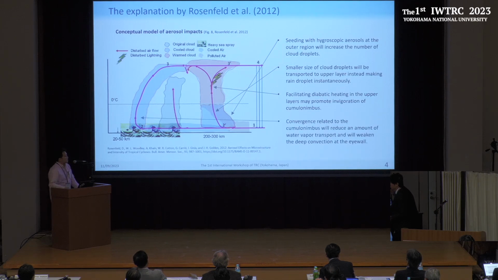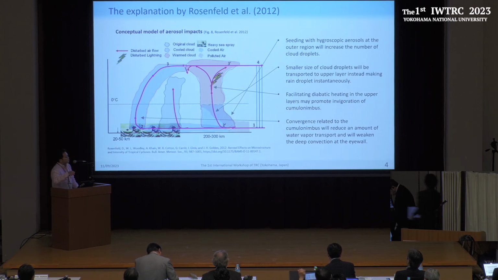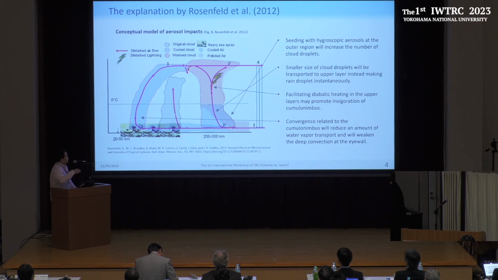So eventually the convergence related to the cumulonimbus at the outer area of the tropical cyclone will reduce the amount of the water vapor transport into the tropical cyclone. This will weaken the convection at the eyewall. So this is the conceptual model of the aerosol impact in the tropical cyclone. We do not have much confidence in this concept yet, but we will start our study from this concept.